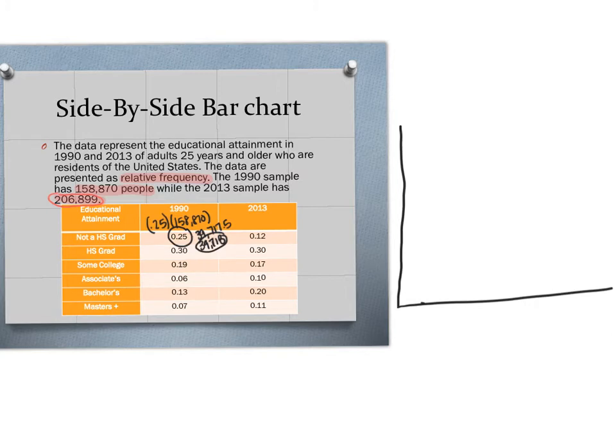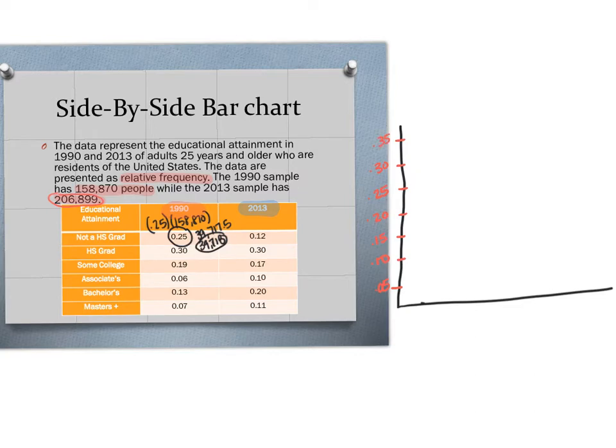So we'll start off by denoting this by making 1990 red bars and 2013 blue bars. So for each category, we'll scale our axis, and our largest value here looks like 30%. So we'll scale it like this. This right here is 5%, 10%, 15%, 0.2, 0.25, 0.30. We'll go up here one more, 0.35.